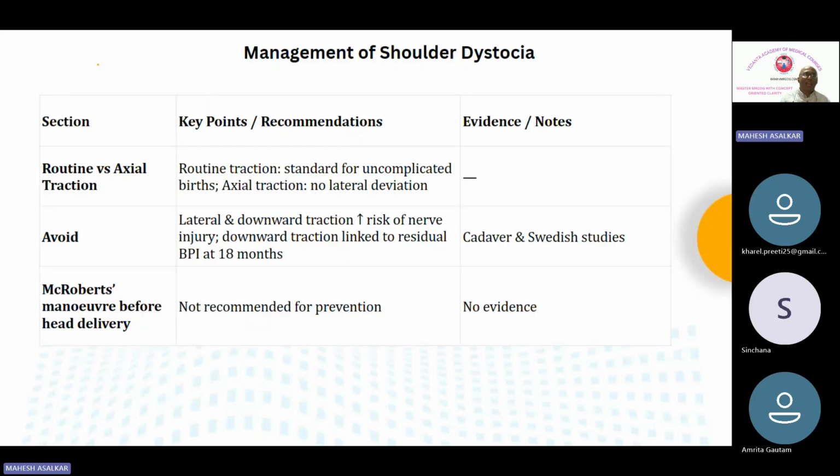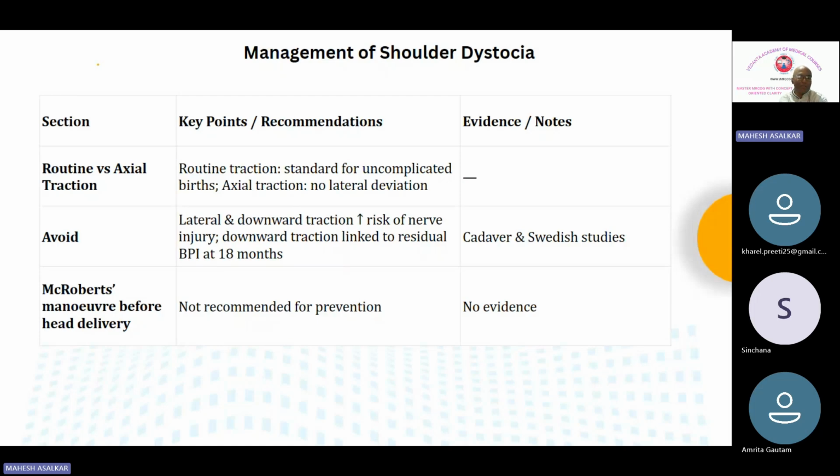So routine versus axial traction. Routine traction is standard for uncomplicated births. Axial traction should not have any lateral deviation. Avoid lateral and downward traction, which increases the risk of nerve injury. Downward traction is linked to residual brachial plexus injury at 18 months. Okay, so downward traction has an association with brachial plexus injury.